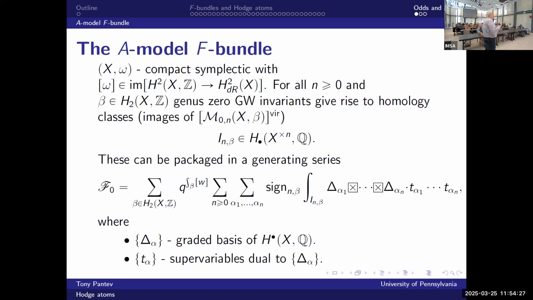If you look at the formula, it doesn't seem to be any information. I_{n,beta} is the Gromov-Witten class. It is a homology class on the n-fold product of the variety, which is the image of the virtual fundamental class of the moduli of pseudo-holomorphic curves with n marked points. That's the information. Plus there is this weight, which is the symplectic area of the curve.